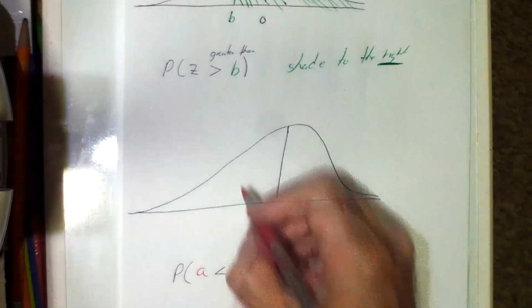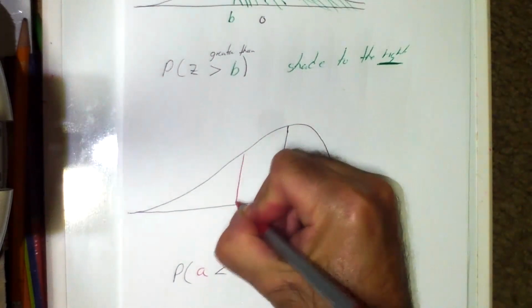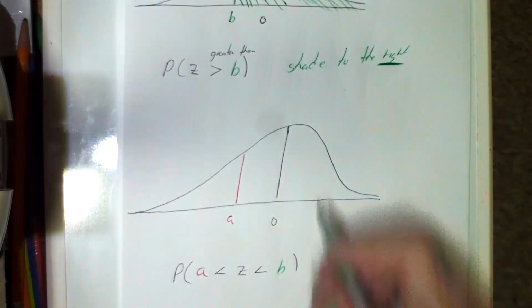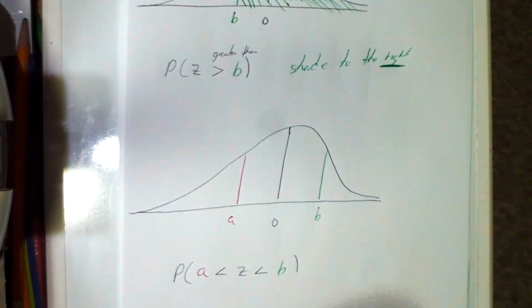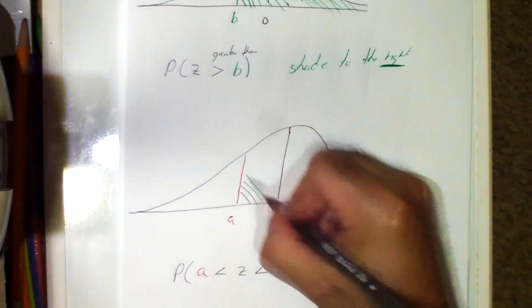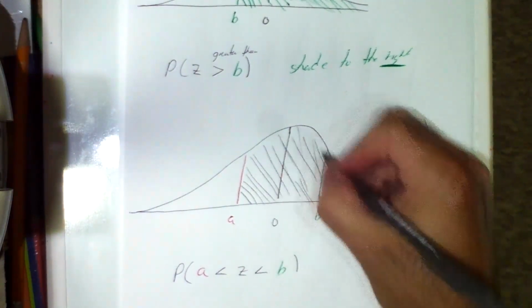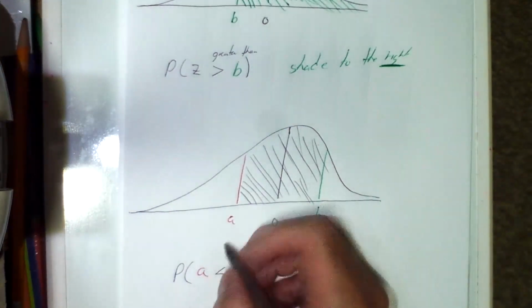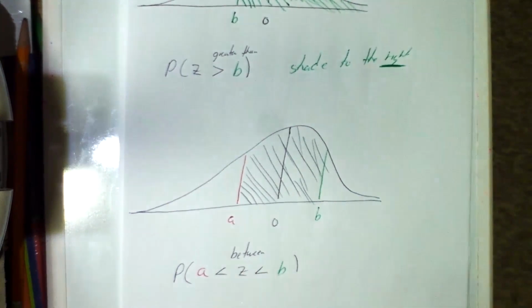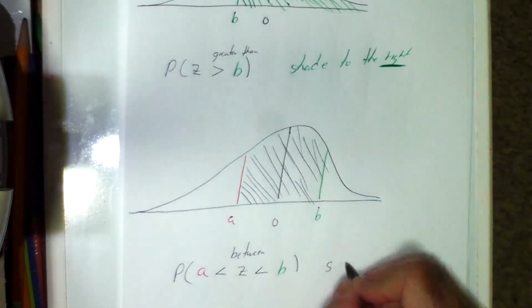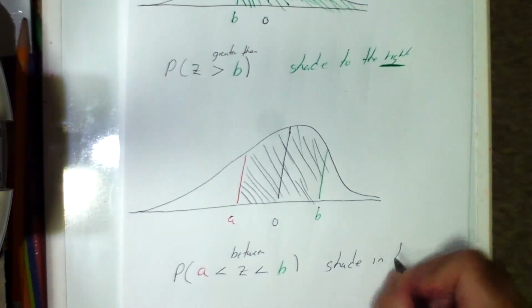So here you're going to plot A. Let's just say A is negative and B is positive. And so you would shade in between. It's the between. Shade in between.